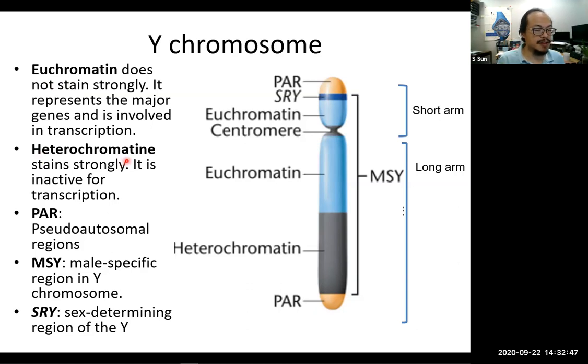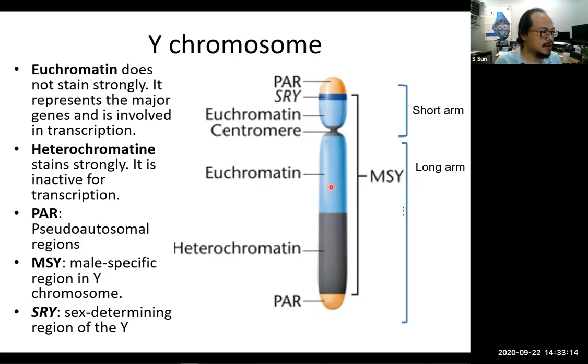If we have a quiz, this is going to be the quiz question: which chromatin stains more strongly, and which chromatin contains the protein-encoding genes? Those protein-encoding genes are involved in transcription, because those genes will be transcribed to RNA to produce the protein.